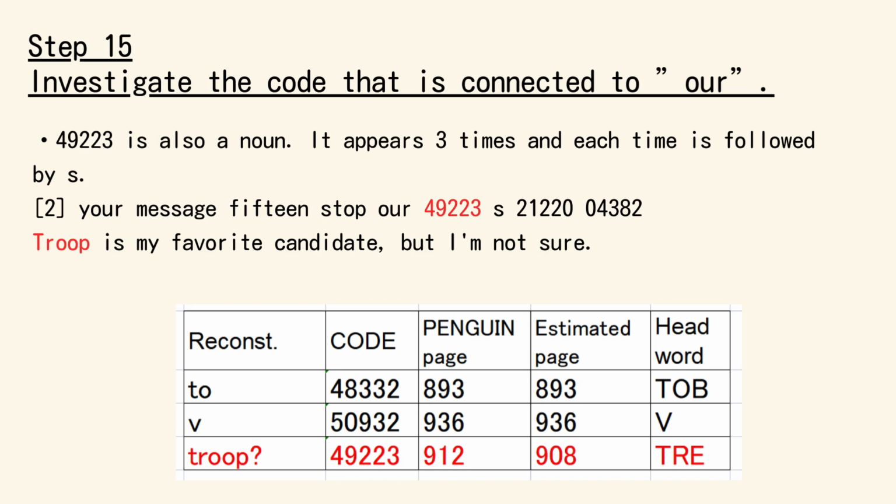49223 is also a noun. It appears 3 times and each time is followed by s. Troop is my favorite candidate, but I'm not sure.